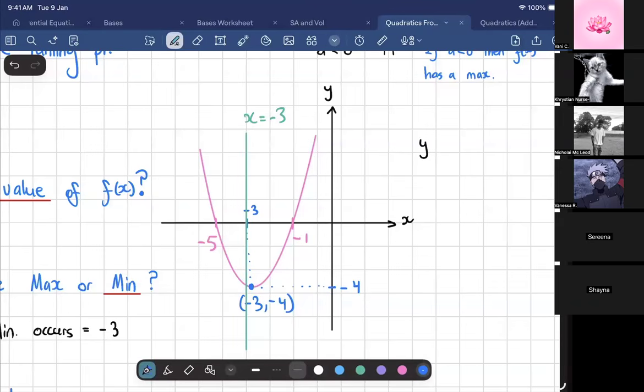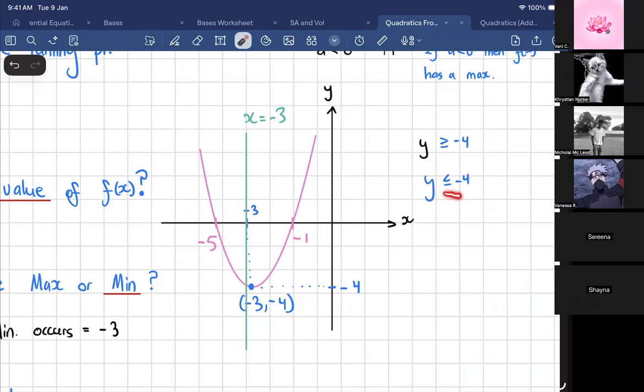So tell me, would you say y is more than or equal to -4, or would you say y is less than or equal to -4? More than or equal. Yes, more than or equal to -4. Again, you cannot say less than or equal to. If you say less than or equal to, then you're saying that your range goes lower than -4. What is the minimum value the graph goes down to?